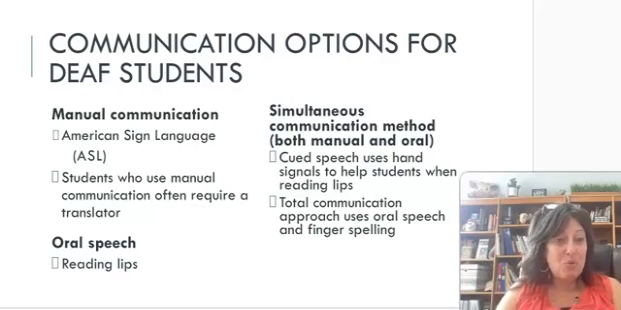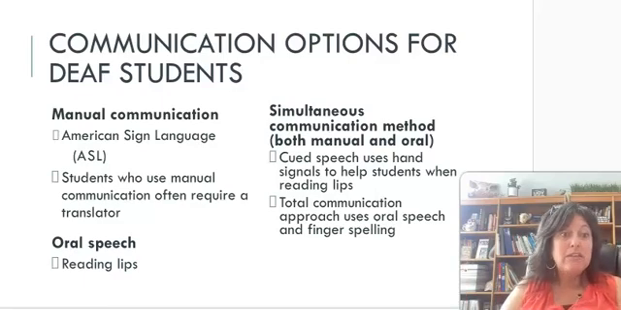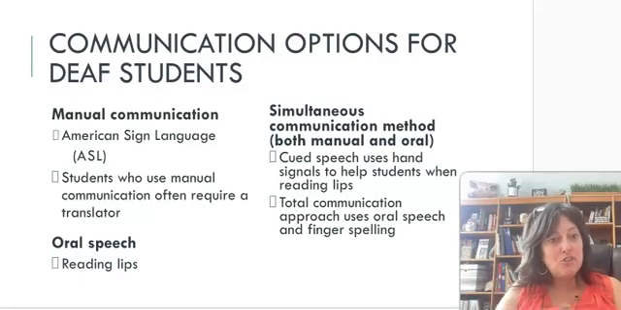It uses things like oral and finger spelling. And if you've ever been a high school girl, you know the finger spelling because that's how you talk back and forth to your friends during class.